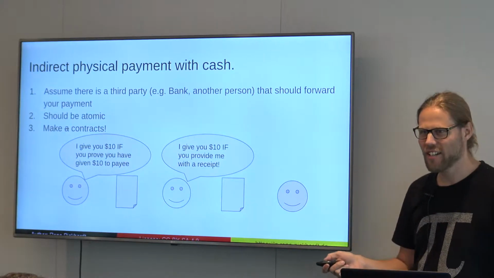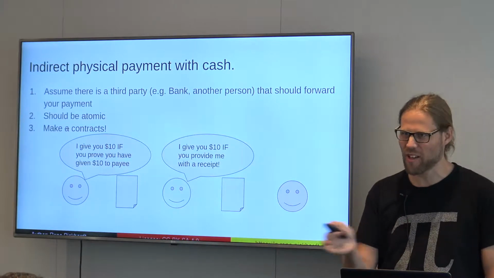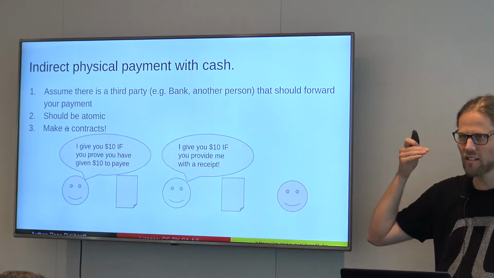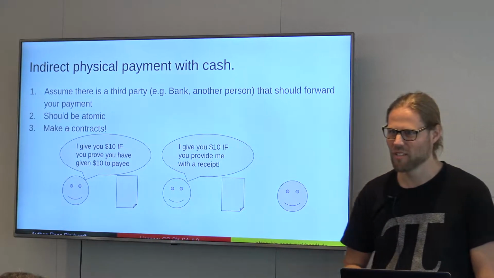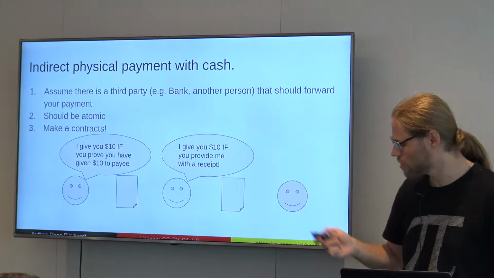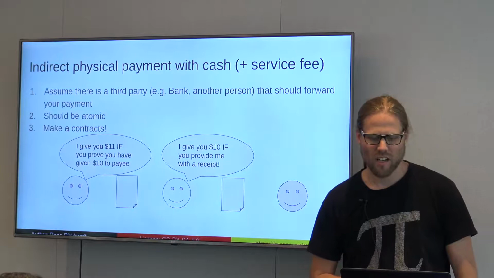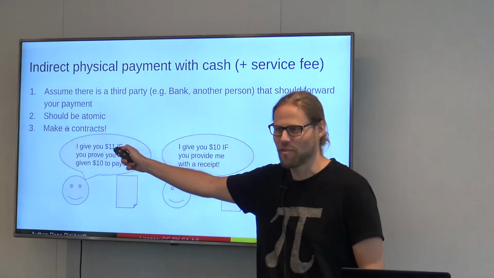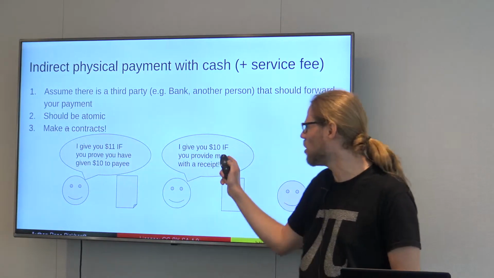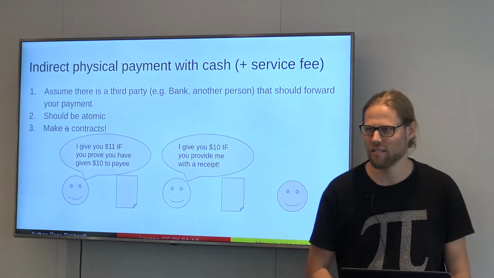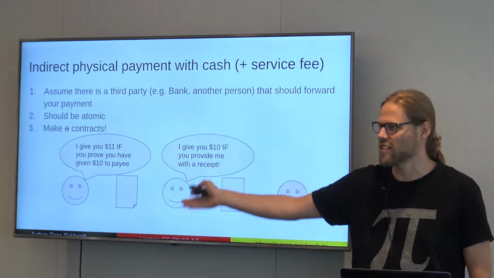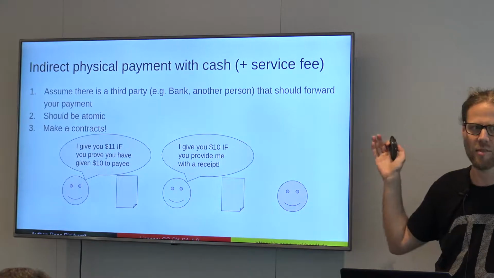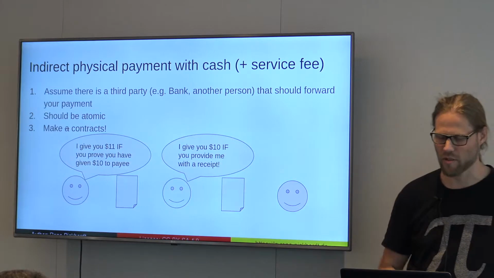Yeah, certainly. That's the reason why I'm trying to explain this. The concepts are very basic and natural, very human. So you could do something like this. And of course, you could add a service fee where you say, you know what, I give you 11 if you prove this and if you forward 10. Then this person gets like $1 as a fee for having all this hustle of setting up another contract and helping me out with the payment.